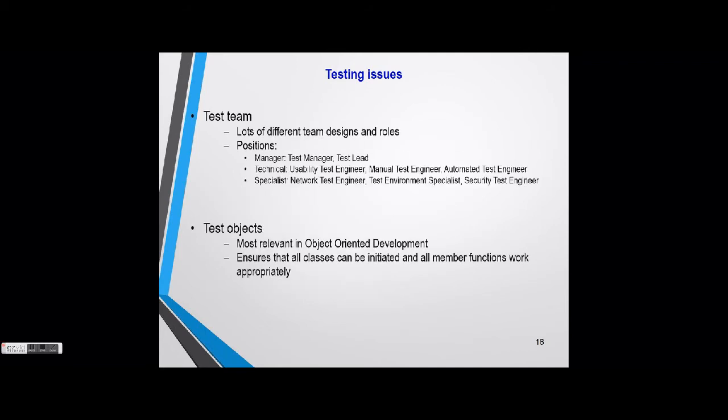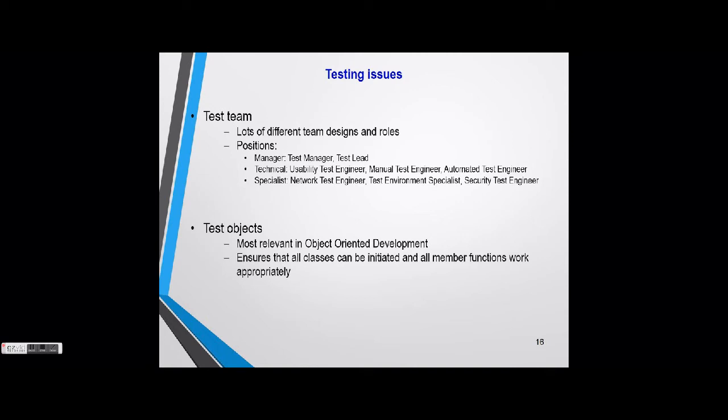So, in a testing team, there are a lot of different positions. A lot of times these names are a little ambiguous and cross over, but in general, you have your managers, like your test manager and test lead. Then you have your technical positions: your usability test engineer, your manual test engineer, your automated test engineer. And then you have more specialized roles like network test engineers and security test engineers. But in general, these are all names for people who will be writing tests on certain pieces of software.